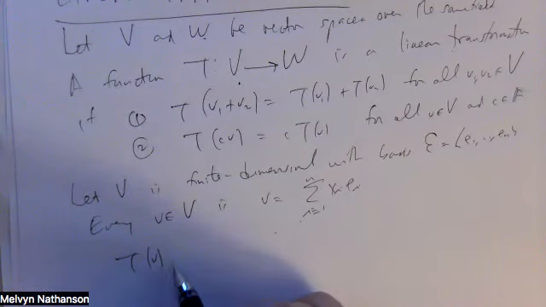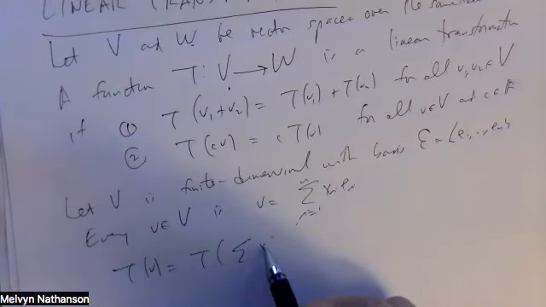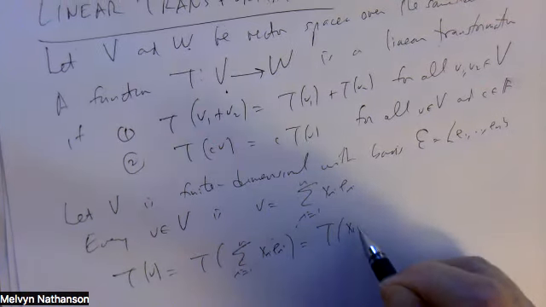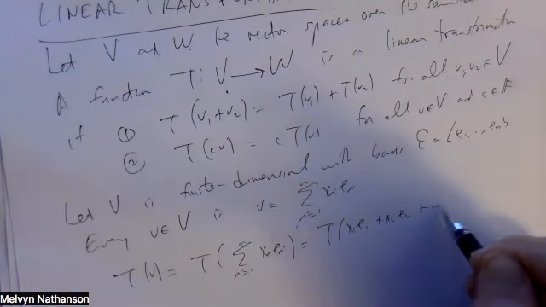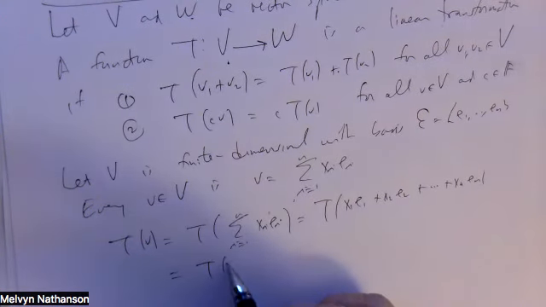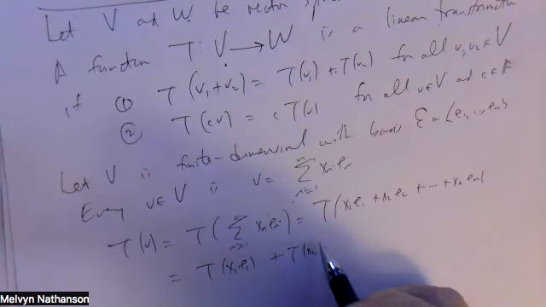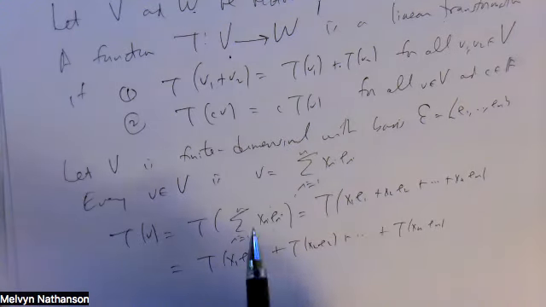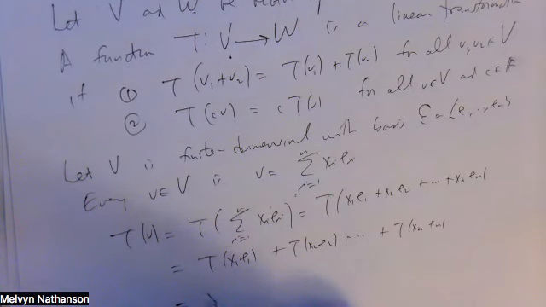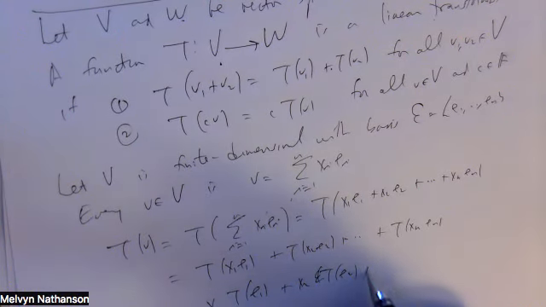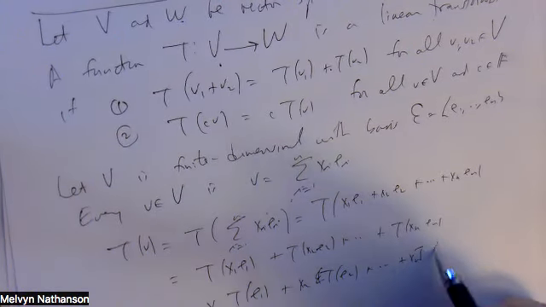So T of V is T of the sum. That is T of x1 e1 plus x2 e2 up to xn en. And by the linearity property of a linear transformation, this is T of x1 e1 plus T of x2 e2 plus T of xn en. And by the scalar multiplication property, this is x1 T of e1 plus x2 T of e2 plus xn T of en.